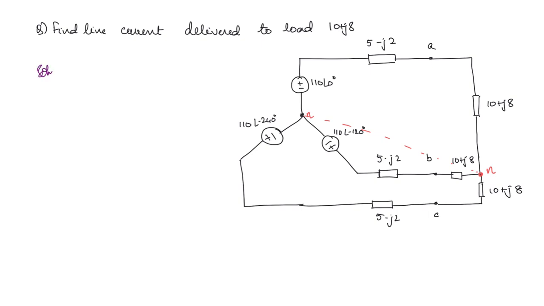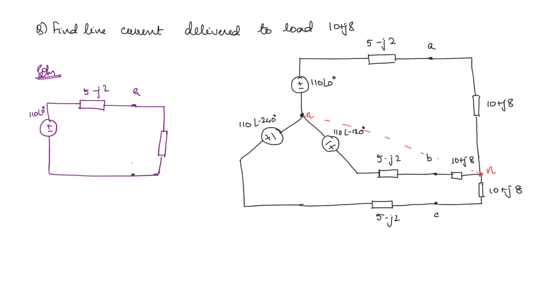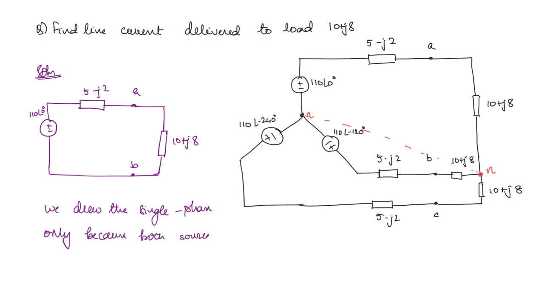So what will be the single phase equivalent? You will have the voltage source 110 angle 0 degrees. From here there is one more impedance 5 minus J2 and here there is the A terminal. Here we have 10 plus J8. So we drew the single phase equivalent only because both source and load are balanced.